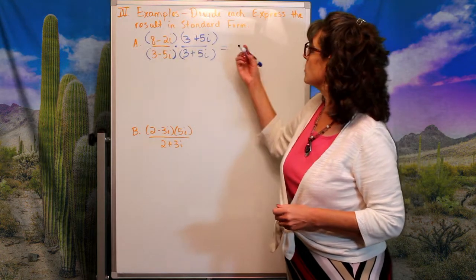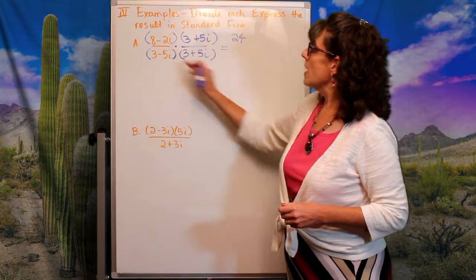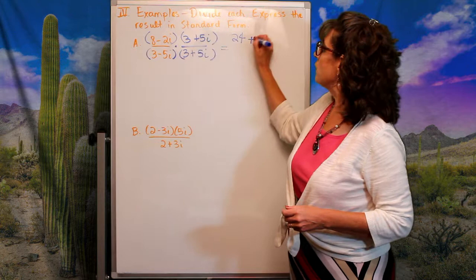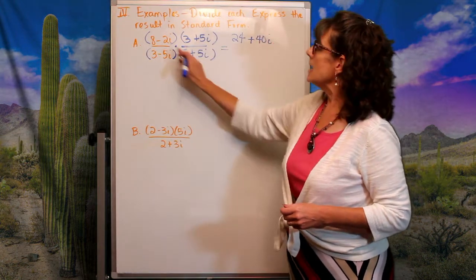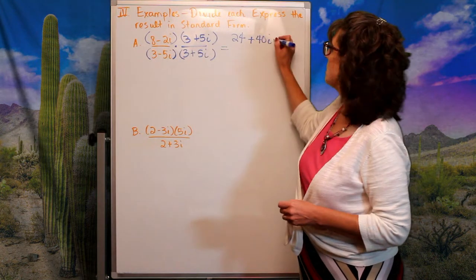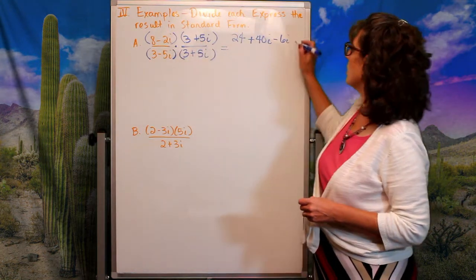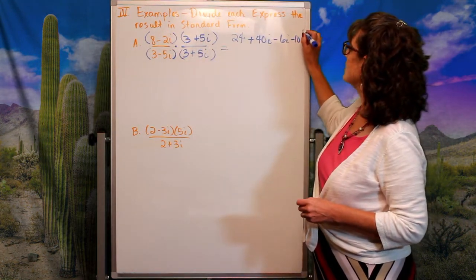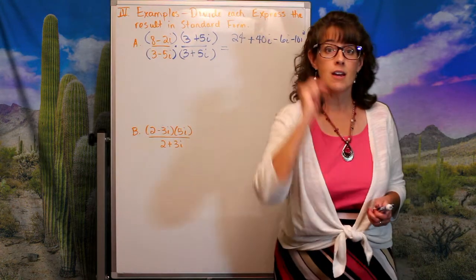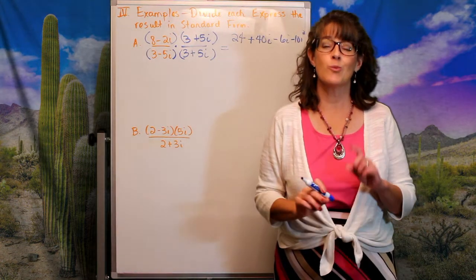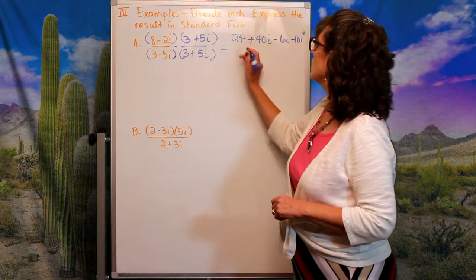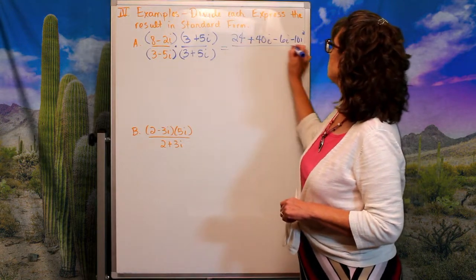So 8 times 3 will be a 24. And 8 times 5i will be a 40i. Here, negative 2i times 3 will be a negative 6i. And in the back, a negative 2i times 5i will be a negative 10i squared. And there it is, i squared. What do you think? Right, negative 1. We'll take care of that here in just a minute.